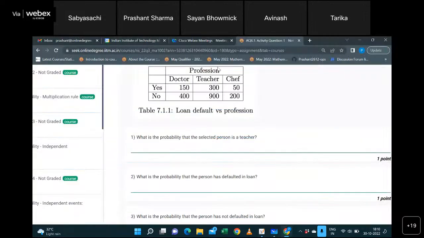This all total. I think it's a 500. So, 1 second.